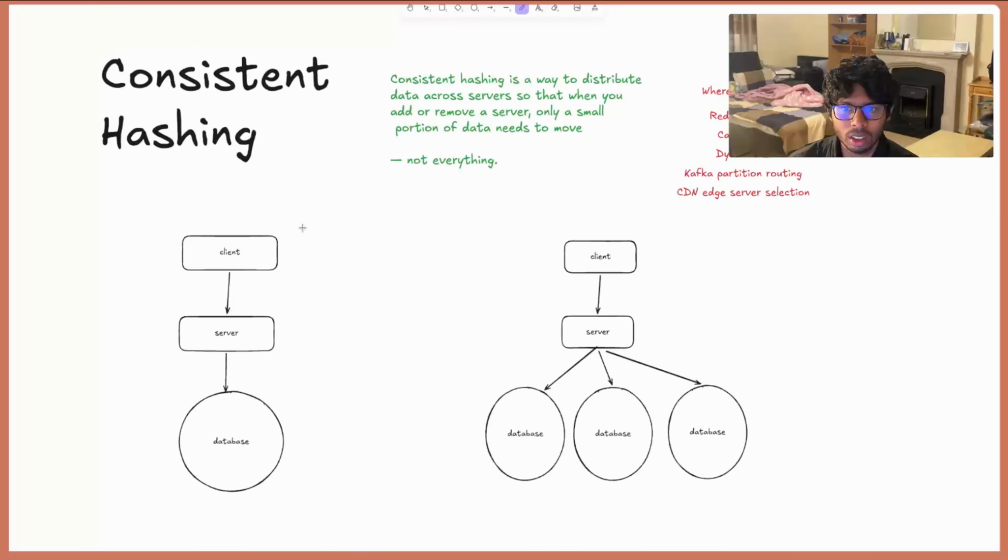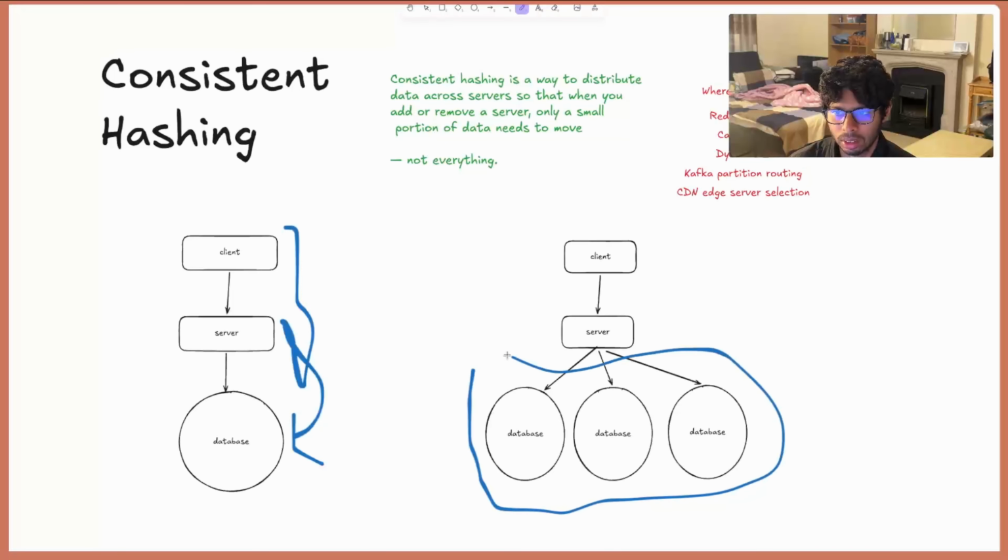If you notice here, there is going to be one client. It will send a simple request to the server, and the server will send the request to the database. So it is pretty simple. Now, in the second diagram, we want to scale. If we want to scale, what I did is I made three different databases.